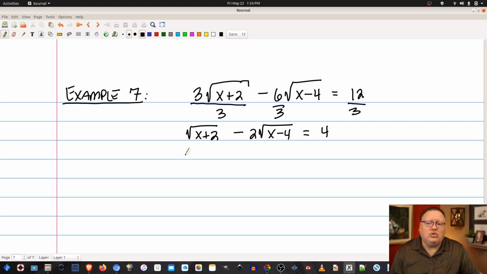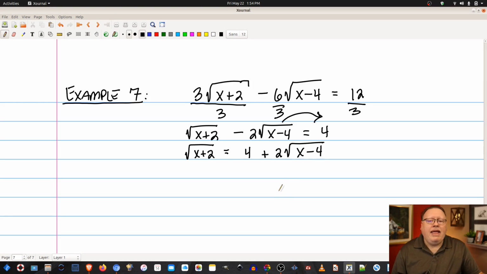So we're going to do the square root of x plus 2 is equal to, and if I move this to the other side, I end up with 4 plus 2 times the square root of x minus 4. Okay? And now I want to square both sides of the equation because now I have one of my radicals isolated on one side of the equation. So I'm going to square both sides.